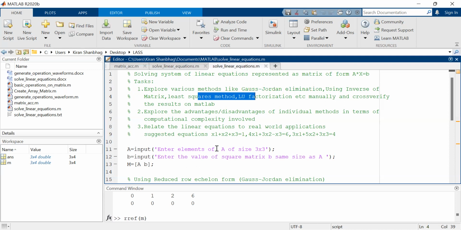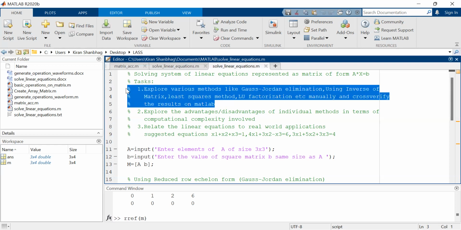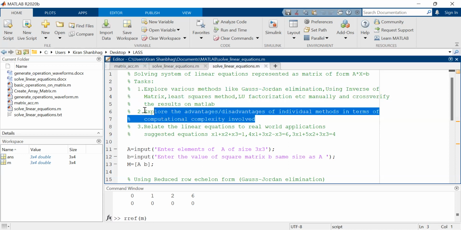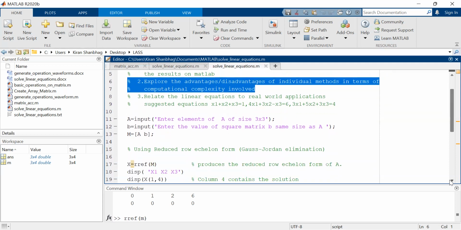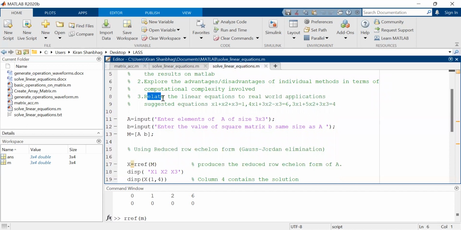So what are we going to do? That's our intention: explore various methods. We will learn how to do those methods in MATLAB rather than the actual theory. Then there is one more task: explore the advantages and disadvantages of individual methods in terms of computational complexity. We are not doing it here in MATLAB, but I want you to go through a linear algebra textbook or try various sources on the internet. All of these are popular methods. I also want you to relate a problem of a system of linear equations and its solution to some real world scenario.